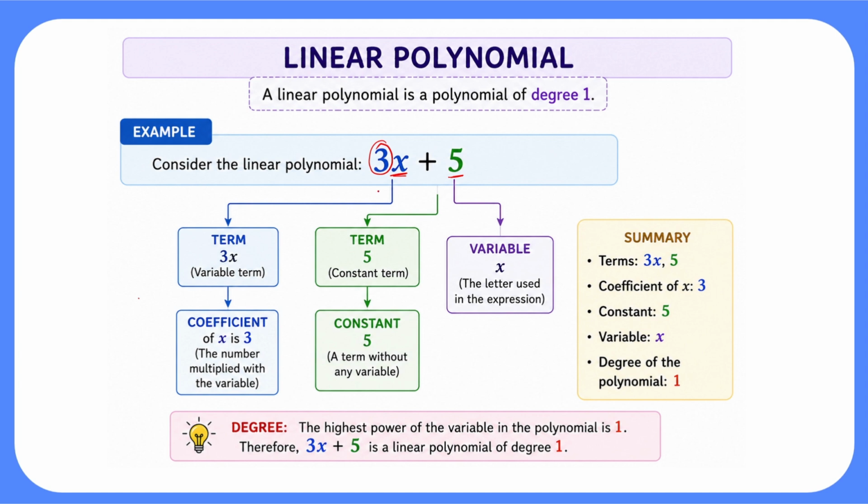Okay, and the degree of this polynomial is 1. Everything has been given. The terms are 3x comma 5. The coefficient is just 3. The constant is 5. The variable that exists is just x, and the degree of the polynomial is the power of the x, which is 1. So the degree of the polynomial is 1.